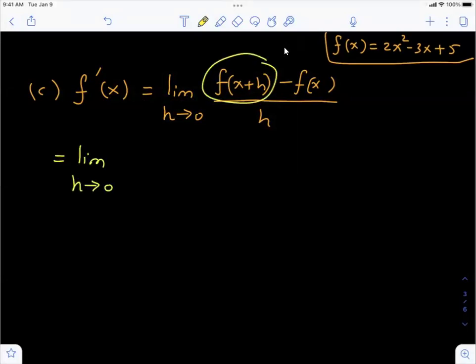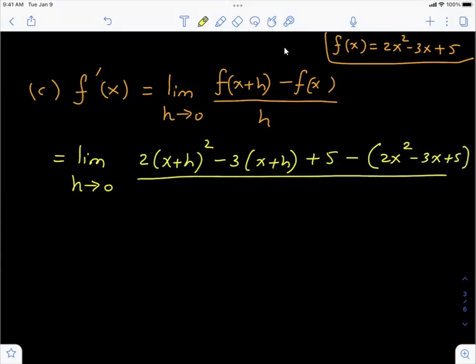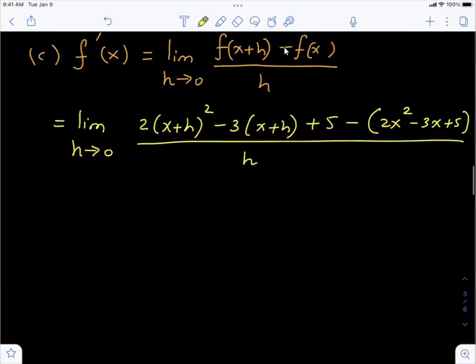Now f of x plus h. This simply means wherever you have the variable, I'm going to replace the variable by x plus h instead of having just x. So let me do it like this. 2 times in the position of x, now I'm going to put x plus h minus 3 times x plus h and then plus 5 and then minus f of x is a plain ordinary original definition. The whole thing is divided by h. Now do the computation.